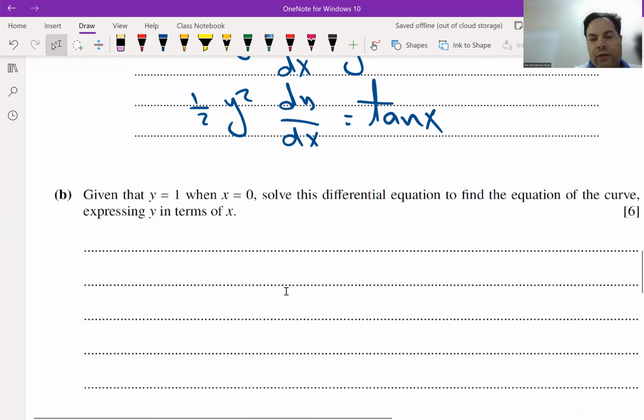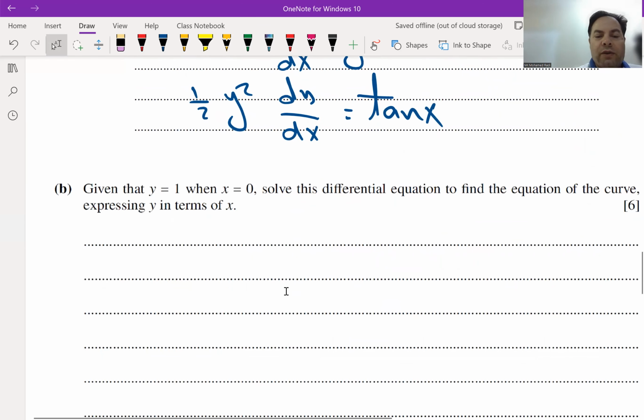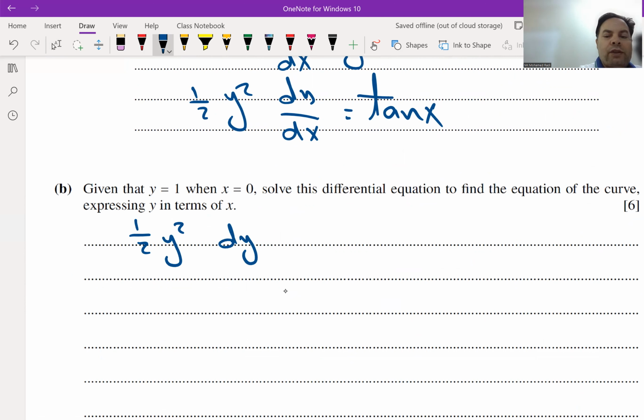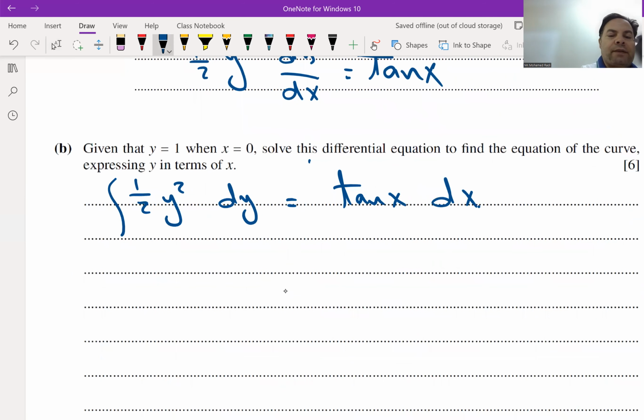Now you have to solve this equation, given that y equals 1 when x is equal to 0. Solve the differential equation by separating the variables, x with x and y with y. So y squared dy is equal to tan x dx. Then integrate both sides. Integrating y squared, add 1 to the power and divide by the new power, so it is y cubed over 3.